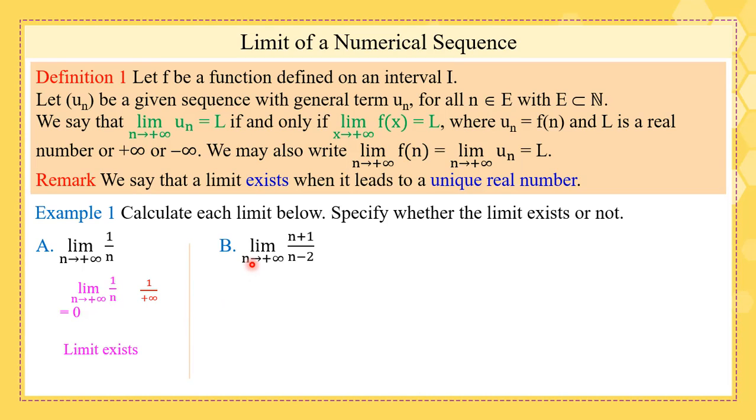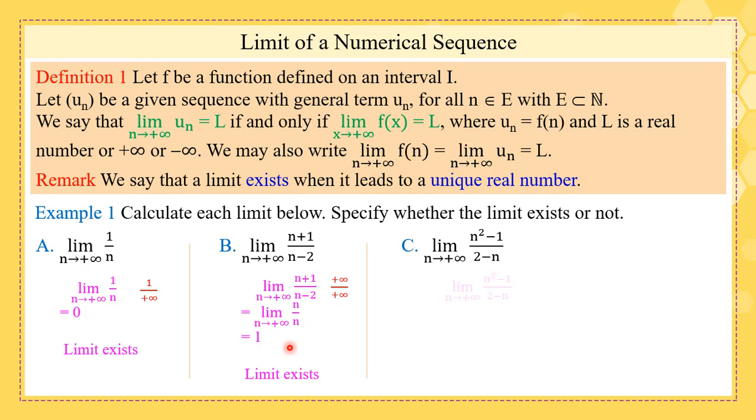The second one, we need to find this limit. We also deal with it as if it were a function. So in this case of the limit, we have infinity over infinity. We apply the leading term or L'Hopital's rule, and we get 1. And because 1 is a unique real number, we say that the limit exists.